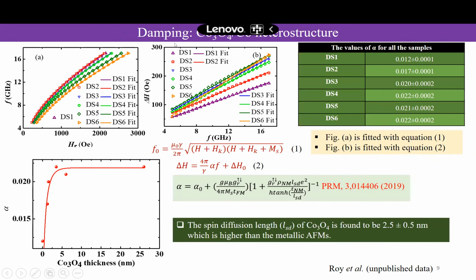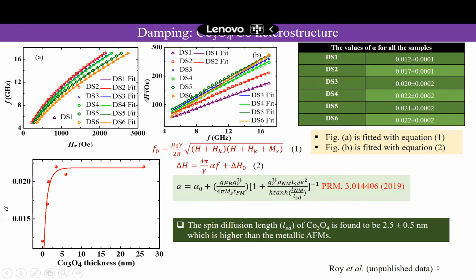To evaluate the Gilbert damping parameter, as I told before, we first find out the HR and the delta H, the resonance field and the linewidth, at different frequencies. Then we have plotted the F versus HR plot here, and that plot has been fitted with equation 1 shown here, where gamma is the gyromagnetic ratio, HK is the anisotropic field, and MS is the saturation magnetization. By fitting this F versus H resonance with this equation, we can extract the fitting parameter gamma.